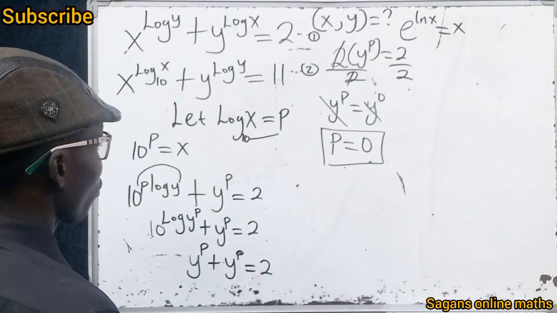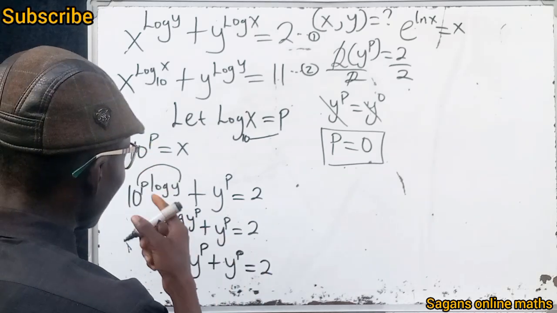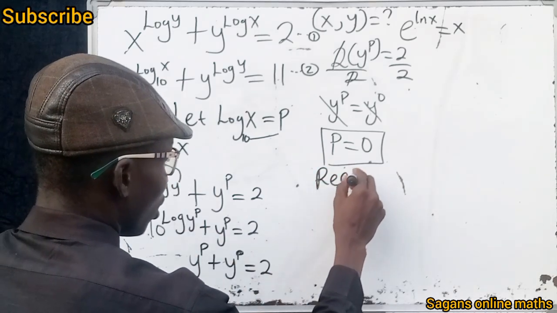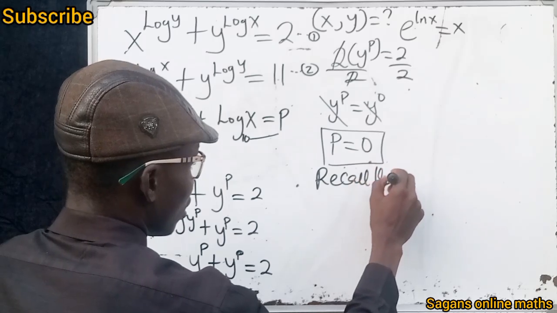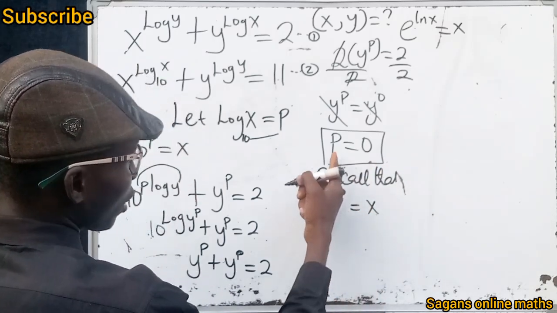Now let's recall from here that 10 raised to the power of p is equal to x. Now let's remember that 10 raised to the power of p is equal to x. And we're going to say p is 0, right?